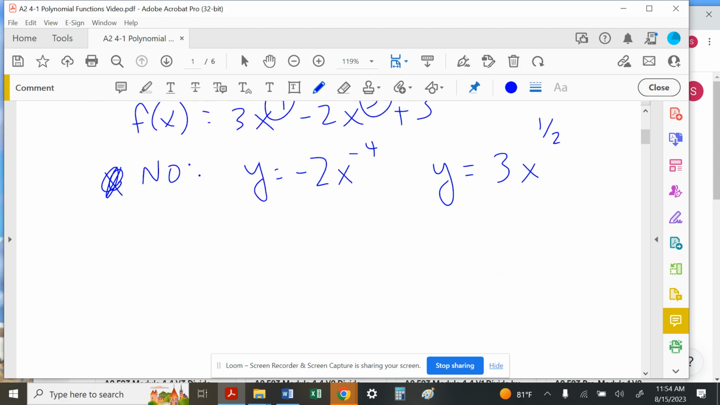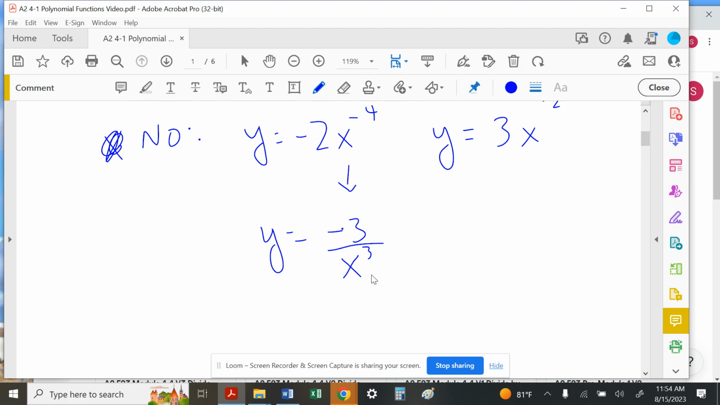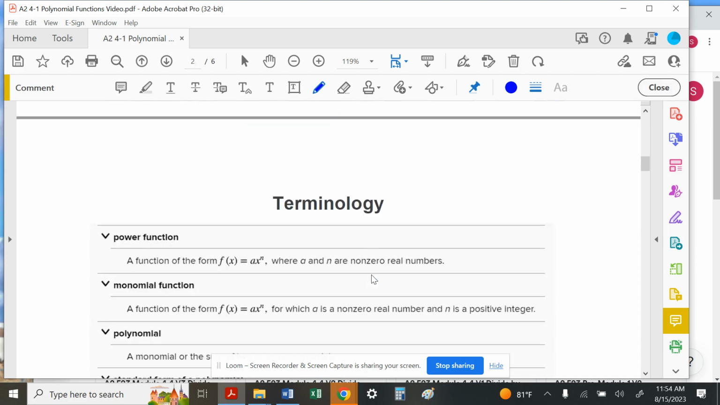And of course, this also identifies that we can't do something like negative 3 over x to the third. Remember that if we have a power in the denominator, if I want to bring it up, I have to make it negative. So that's really negative 3 x to the negative 3 power. So we can't have those. Okay, so those are the rules.